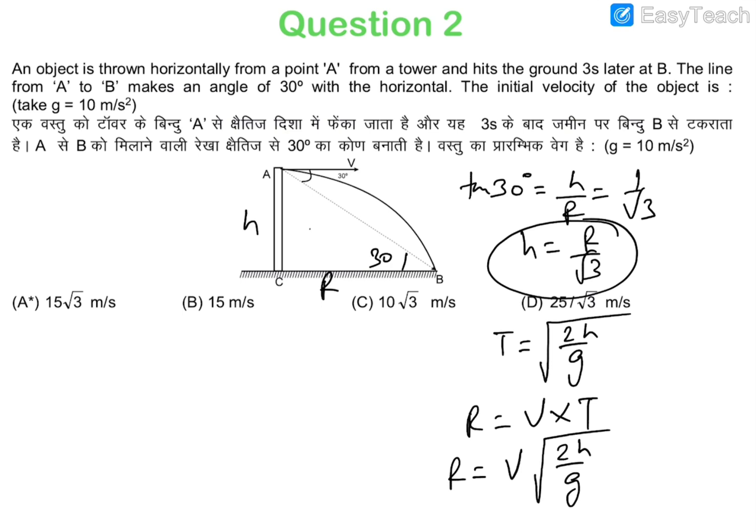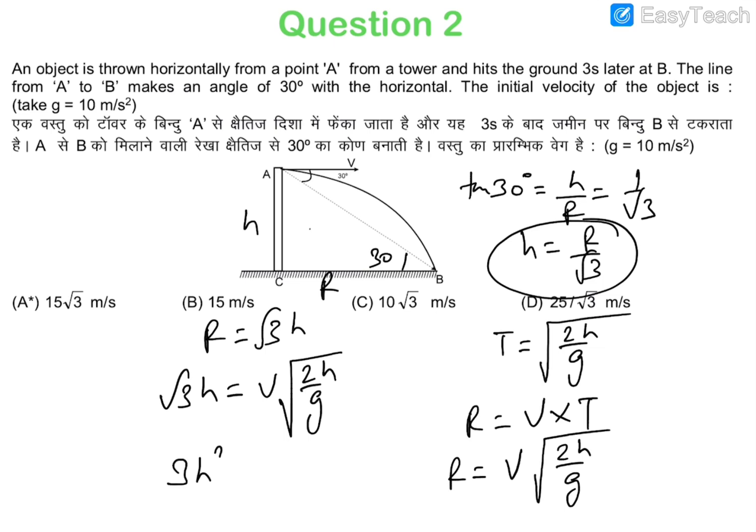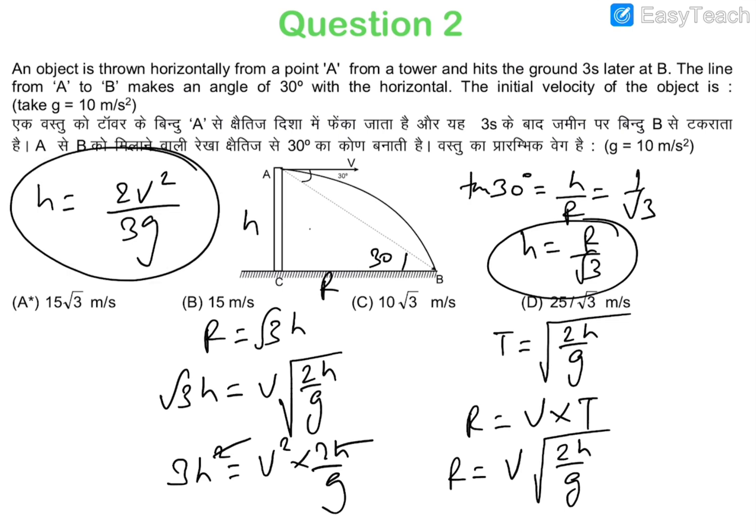So now r is equal to root 3 h. You can substitute the value here, so root 3 h is equal to v under root of 2h by g, and squaring both the sides, 3h square is equal to v square into 2h by g, and cancelling h with h, h will be equal to 2v square by 3g. This is the height, and r is the range.